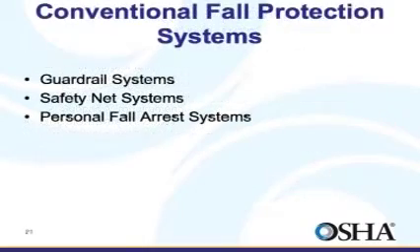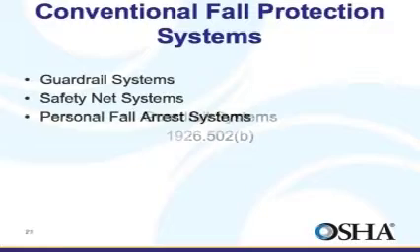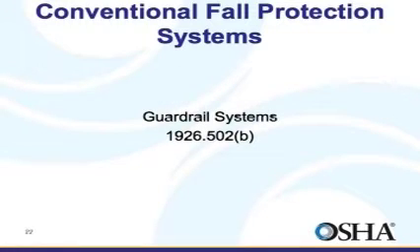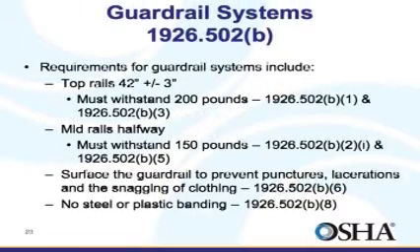Now we'll take a look at the conventional fall protection systems and some examples of them being used in residential construction. First, we'll look at guardrail systems as defined by 1926.502(b). Guardrail systems are designed to prevent workers from falling.